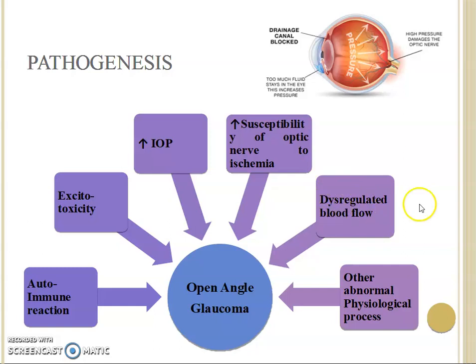Next, dysregulated blood flow. In this condition, there is an increased perfusion rate, which can lead to rising of intraocular pressure, leading to the glaucomatous state. Next, other abnormal physiological processes. That means the physiology is getting disturbed, and due to that there is excessive stress and strain on the posterior part of the eye, which can lead to optic nerve damage, which can again lead to this kind of condition.